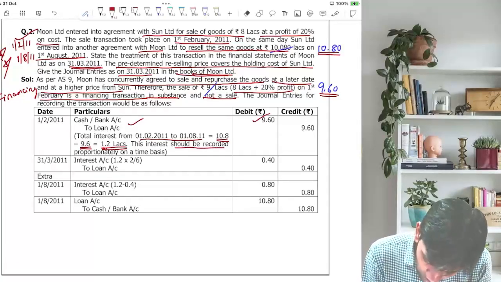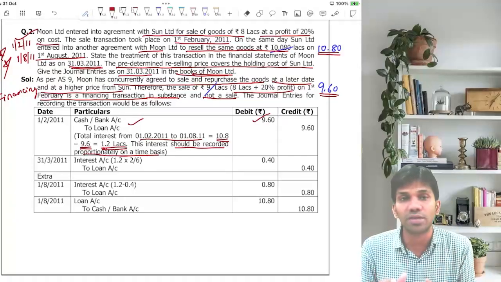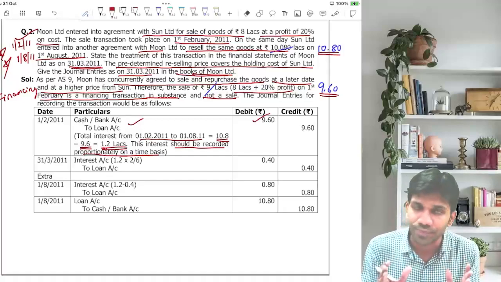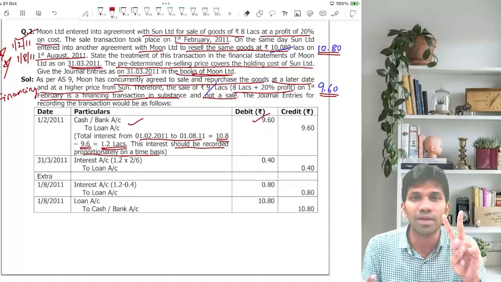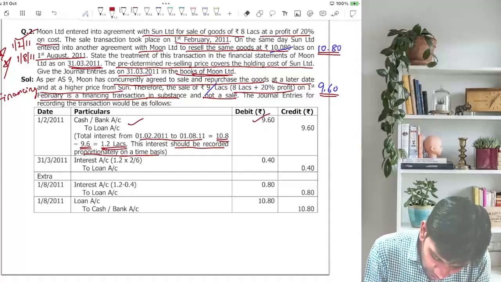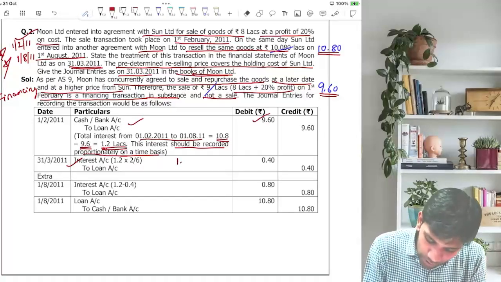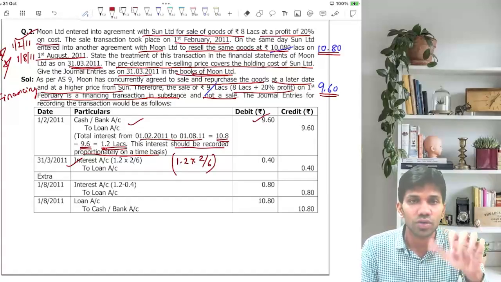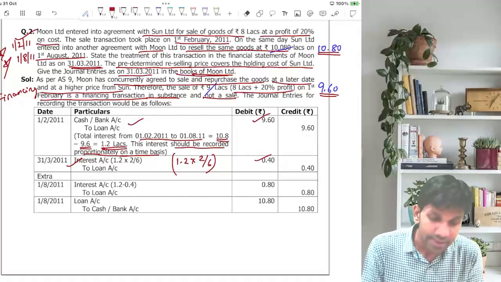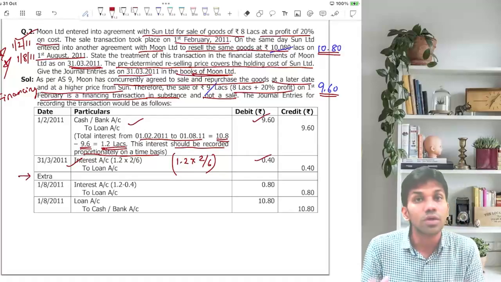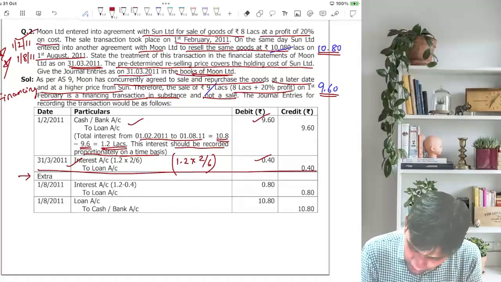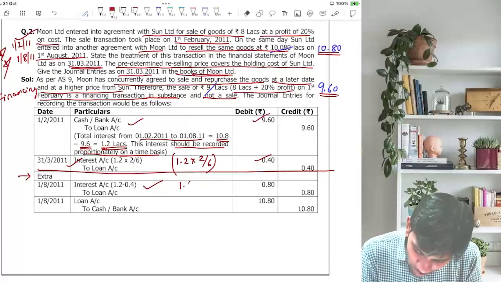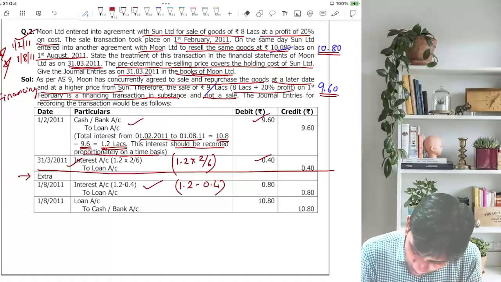This interest should be recorded proportionately on a time basis. Why proportionately? Because we are supposed to do accounting in the books of Moon Limited on 31st March 2011. As on 31st March 2011, only 2 months are there, Feb and March. So the entry on 31st March is interest account debit to loan, 1.2 lakhs into 2 months divided by total 6 months, Feb, March, April, May, June and July. That comes to 0.4 lakhs. Next, this is the extra part which I have done for you. The question is asked only till here. Again, on 1st August 2011, interest to loan balance is 1.2 minus 0.4 which I have already recognized, 0.8 lakhs.